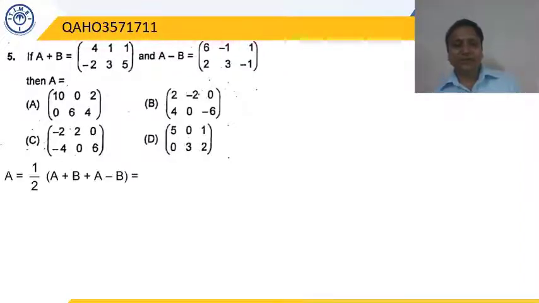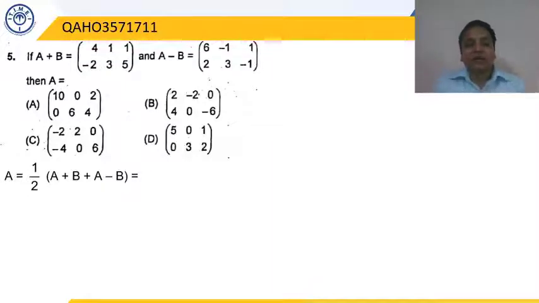Can we safely say that matrix A should be equal to half of the sum of the A plus B matrix and the A minus B matrix? Because when we add A plus B plus A minus B, plus B and minus B cancel out, we are left with only twice matrix A, which divided by 2 gives us matrix A. Why are we using this approach? Because we have the values of A plus B as well as A minus B. So we add the two matrices and then divide the result to get matrix A.